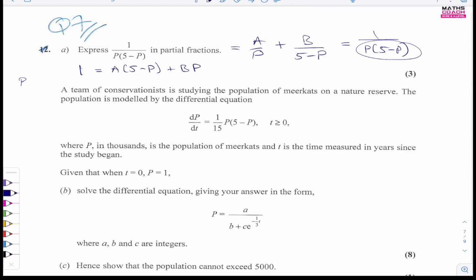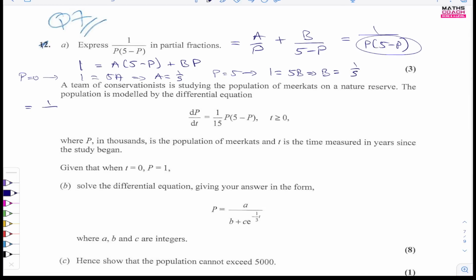So if p equals 0, we're just going to get 5a. So that means that a equals 1 over 5. And when p equals 5, we're going to get 1 equals 5b. So b is also 1/5. So our partial fraction, therefore, is equal to 1 over 5p plus 1 over 5 bracket 5 minus p.